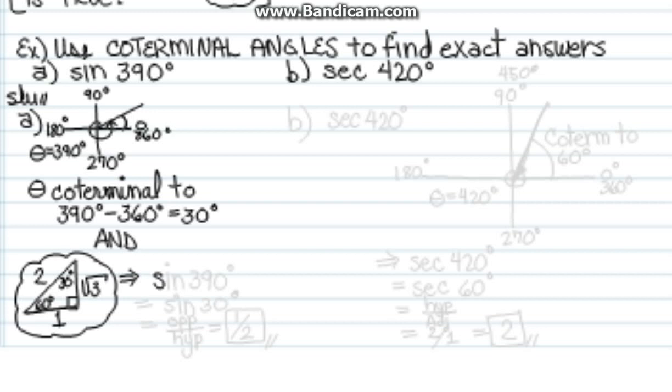And the sine of 390 degrees, which is what they're asking us, is equal to the sine of 30 degrees, which is equal to the opposite over the hypotenuse of 30 degrees, which is the upper angle in the sketch, which is 1 over 2.